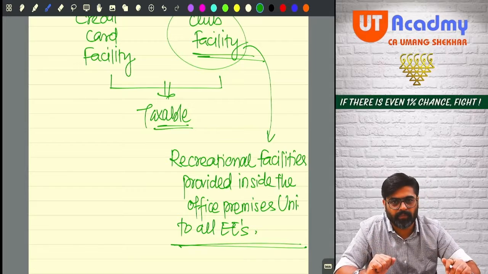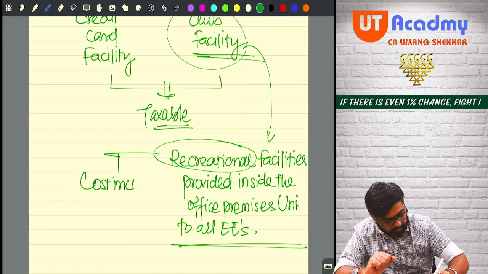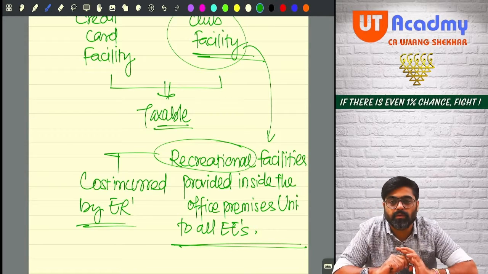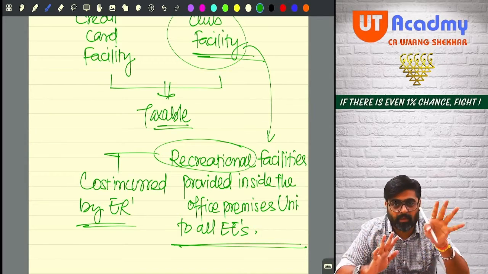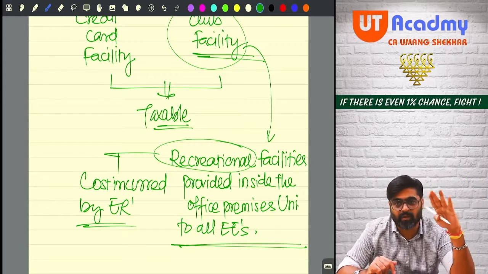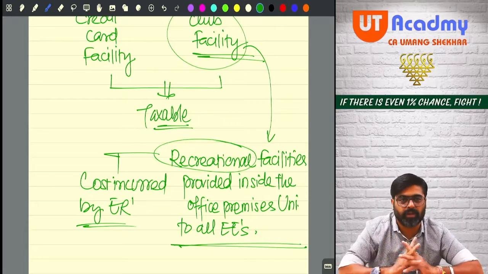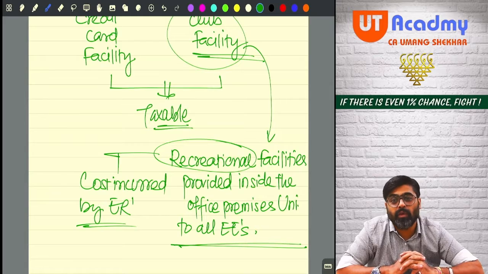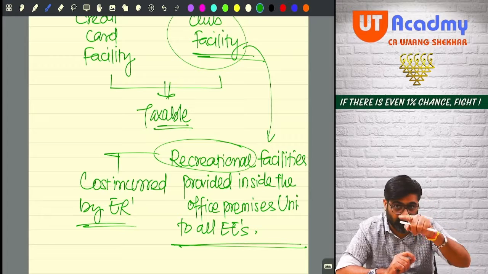So what I want to tell you here is that inside the office premises also these kinds of facilities can be provided by the employer. So on such recreational facilities, the employer is incurring cost. Now tell me, to provide such recreational facilities for the full year, the employer will have to spend some cost. And by incurring that cost, the benefit will happen to the employee, because employees are anyways going to enjoy these facilities. Yes or no? So for the full year, 1 crore rupees is spent for these recreational facilities.